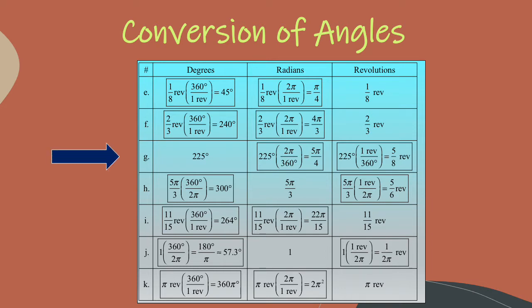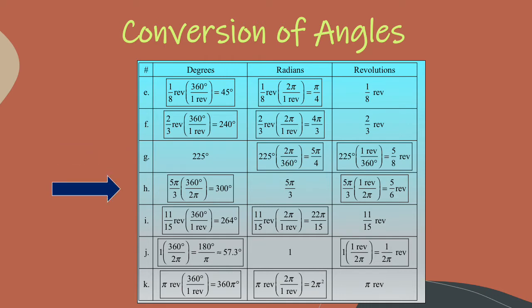In G, we are given 225 degrees. To change to radians, we multiply that by 2 pi over 360, and we get 5 pi over 4 radians. To change 225 degrees to revolutions, we multiply by 1 revolution over 360 degrees, getting 5/8 of a revolution.